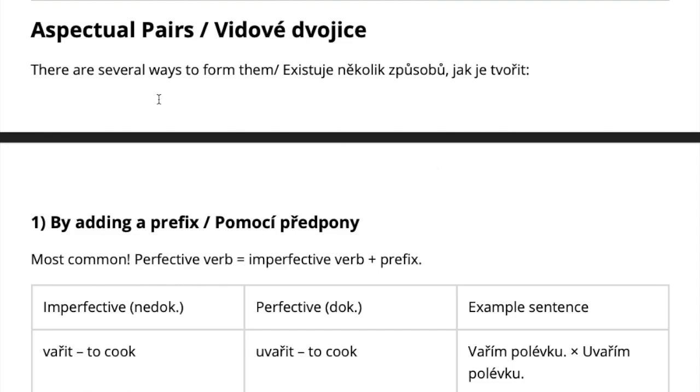And now about the verbs themselves. How do we create aspectual pairs? Teď se podíváme na ty slovesa, protože se musíme vysvětlit, jak se vytváří vidové dvojce. Existuje spousta způsobů, jak vytvořit dokonavé sloveso z nedokonavého slovesa. There are several ways how to form the perfective verbs from the imperfective verb.